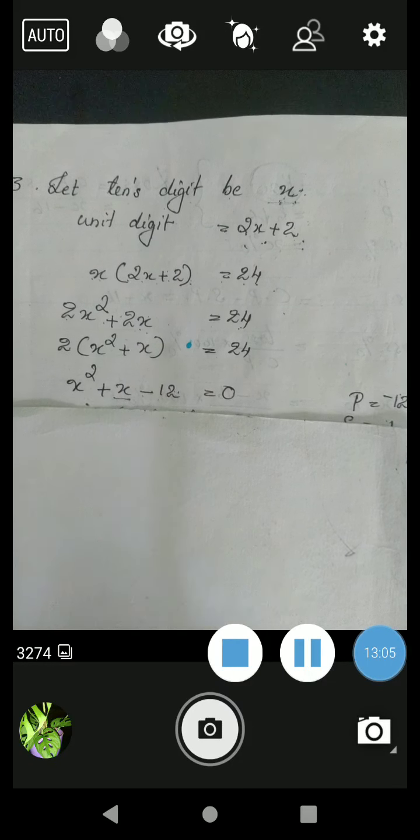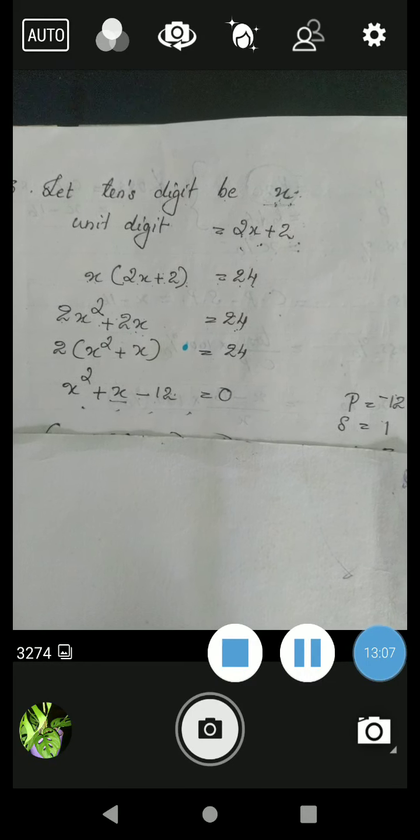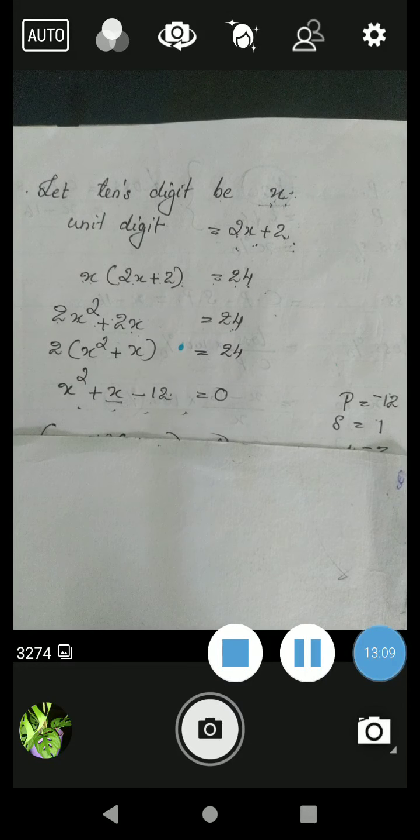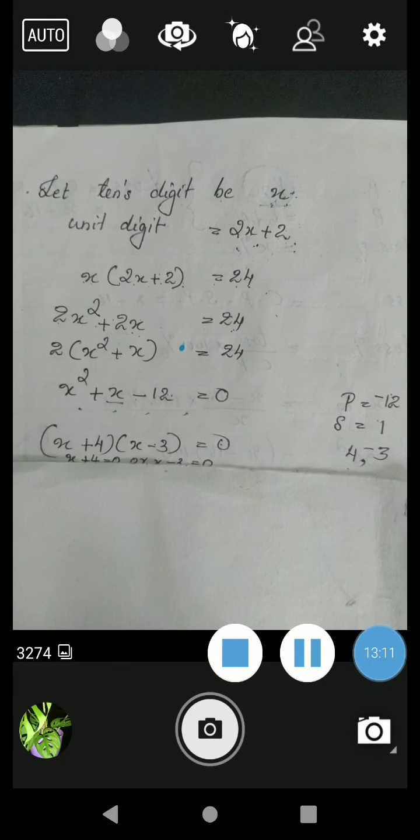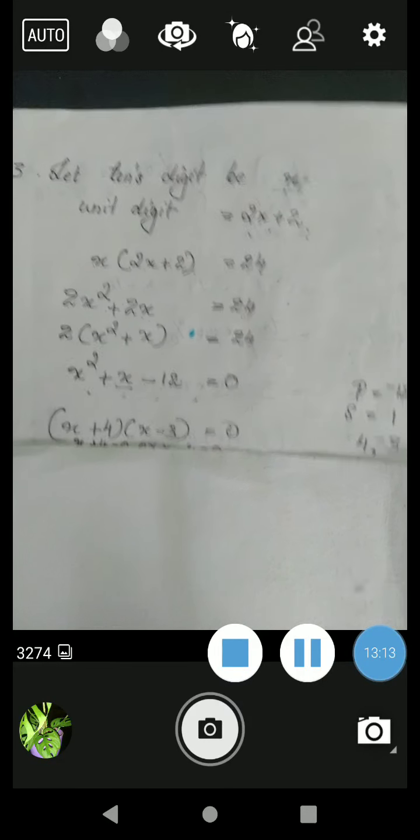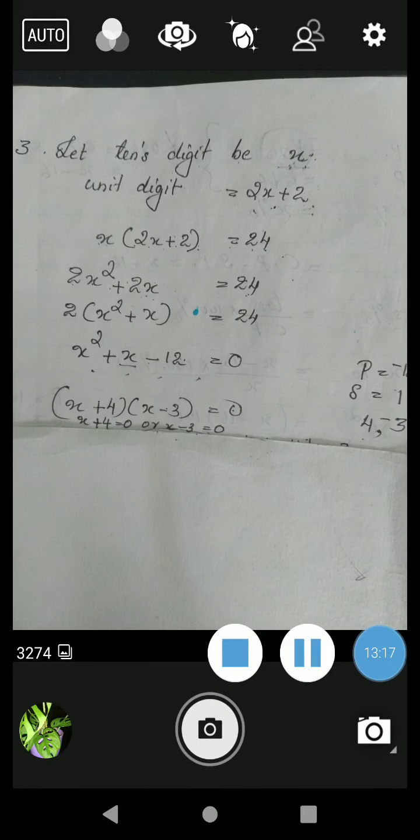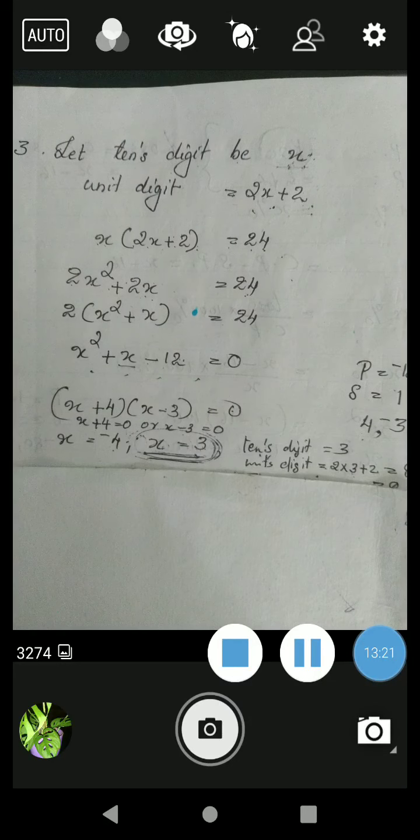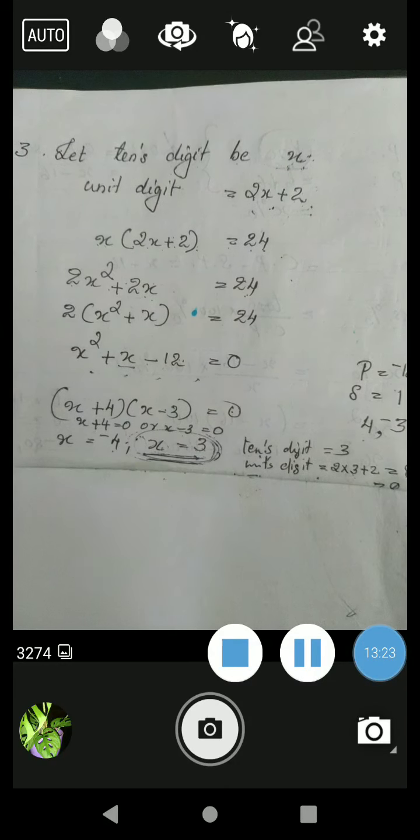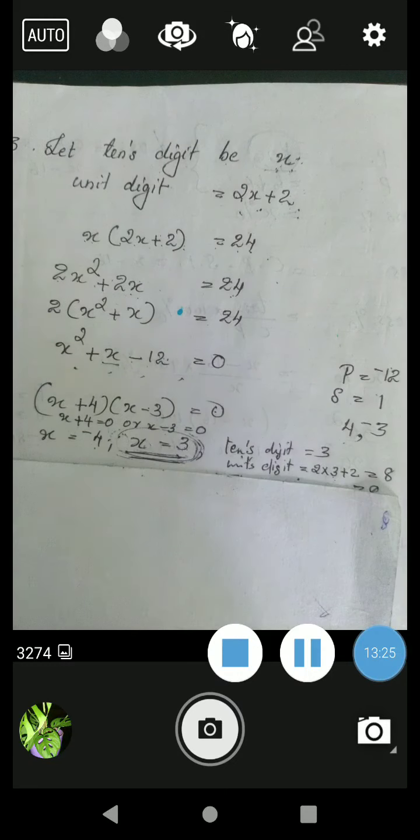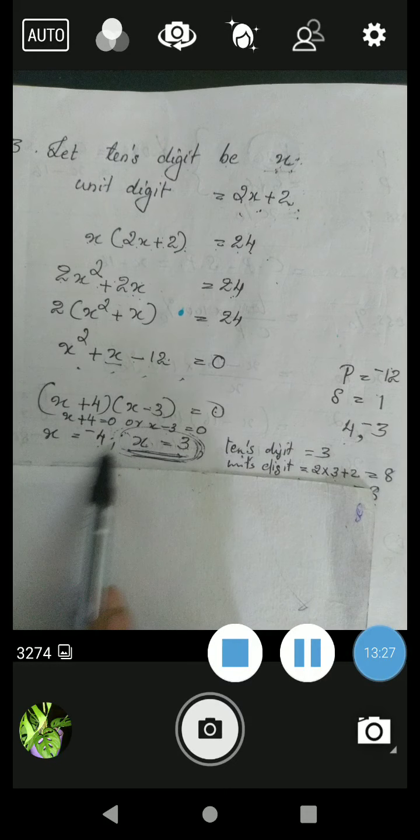and at last you will get a quadratic equation x square plus x minus 12 equal to 0. Here also you can use the product and sum method. Product is equal to minus 12 and sum is equal to 1. The two numbers are 4 and minus 3. Therefore, the factors are x plus 4 into x minus 3 equal to 0. That is x is equal to minus 4 or x is equal to 3. We can ignore this minus 4.